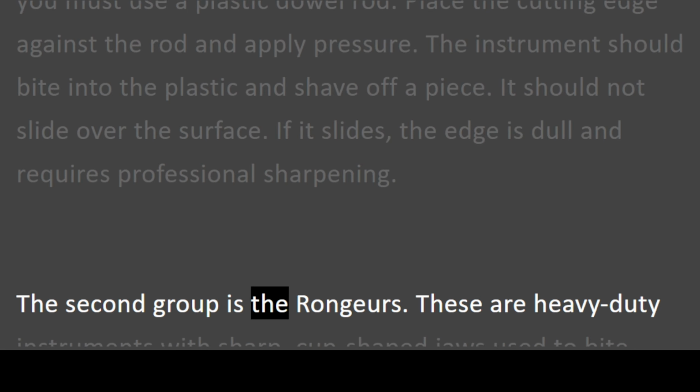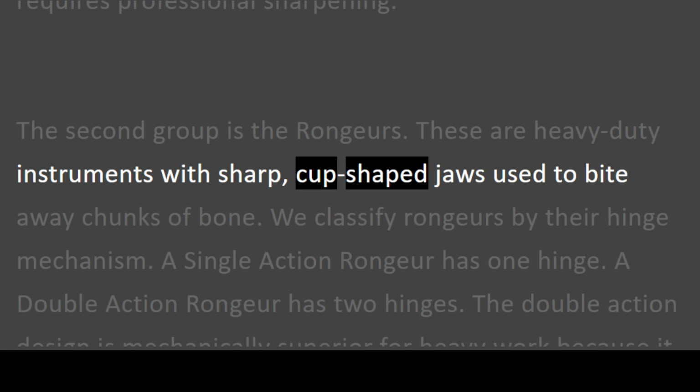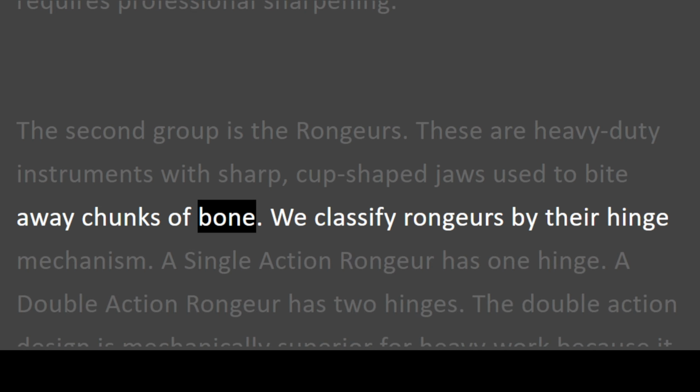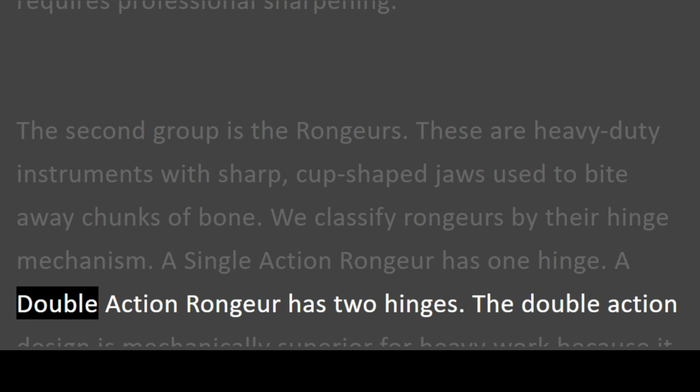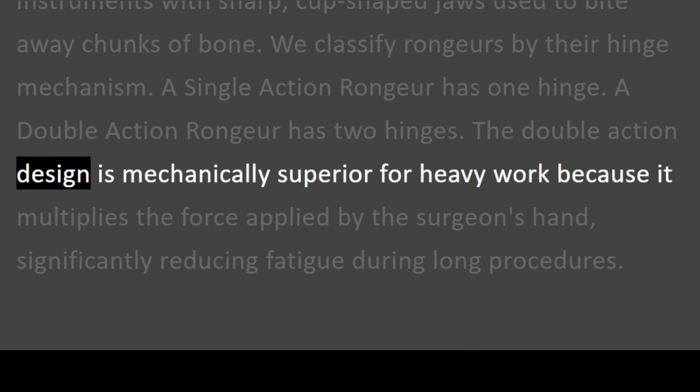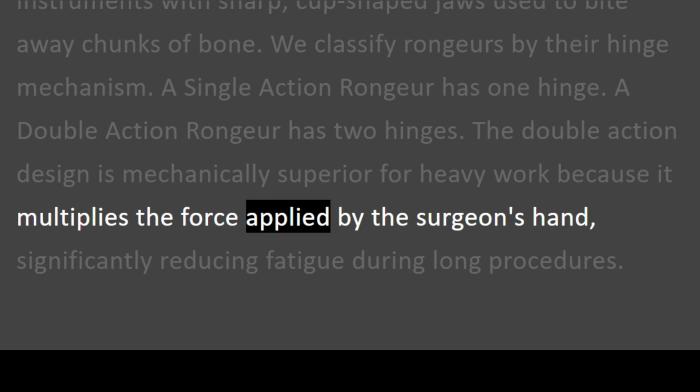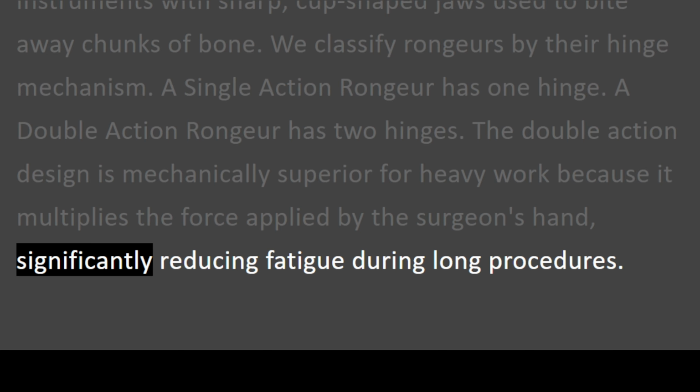The second group is the rongeurs. These are heavy-duty instruments with sharp, cup-shaped jaws used to bite away chunks of bone. We classify rongeurs by their hinge mechanism. A single-action rongeur has one hinge. A double-action rongeur has two hinges. The double-action design is mechanically superior for heavy work because it multiplies the force applied by the surgeon's hand, significantly reducing fatigue during long procedures.